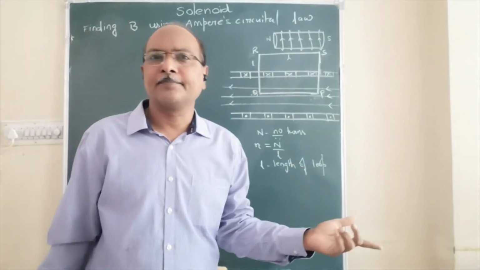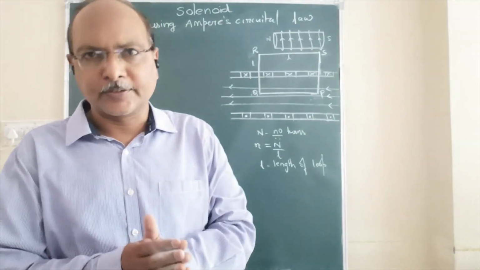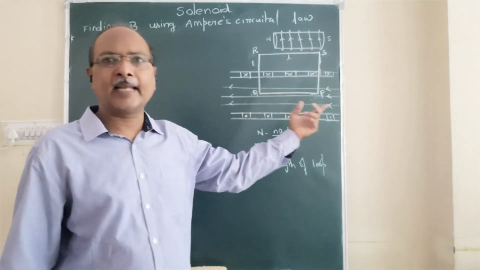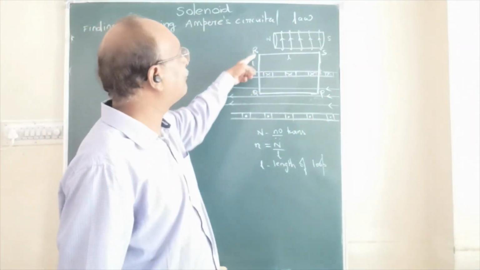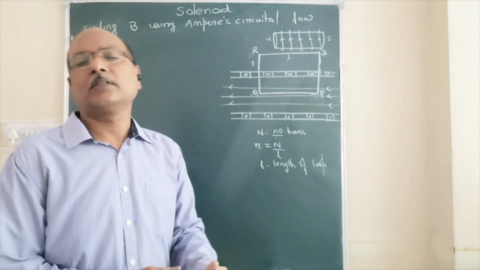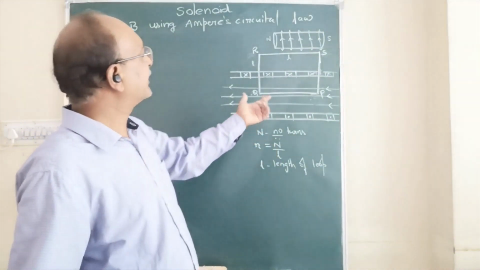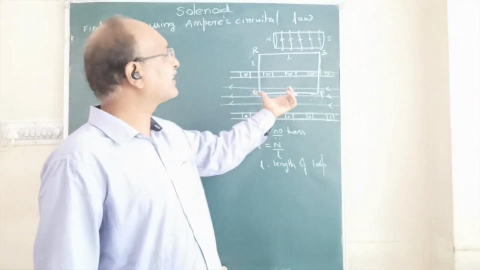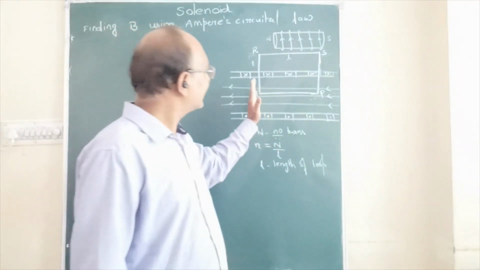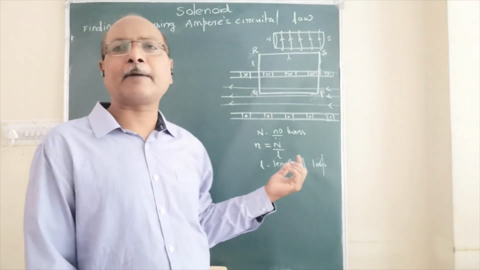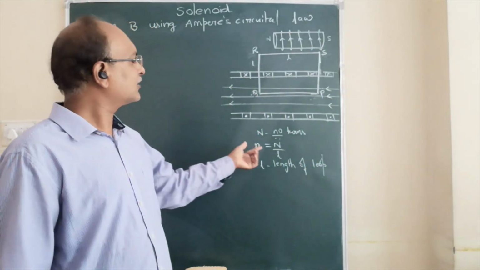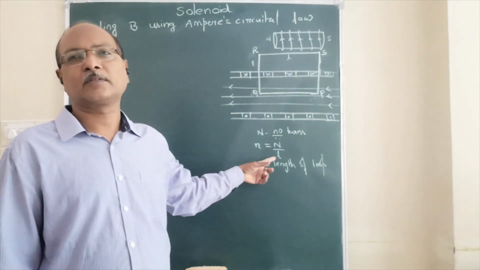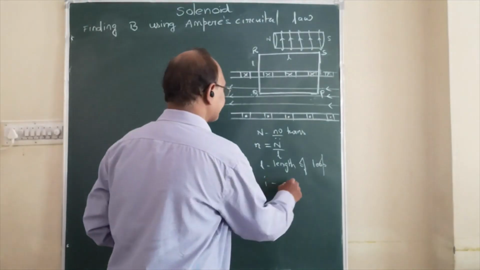So capital N is the total number of turns you can take in a given length L. Here we imagine an Amperian loop. It is a square loop. PQRS is a square loop. You can call it the Amperian loop. Side length is L. So in this length, number of turns is capital N. Here small n can be taken as the number of turns per unit length. So L is the length and I is the current.